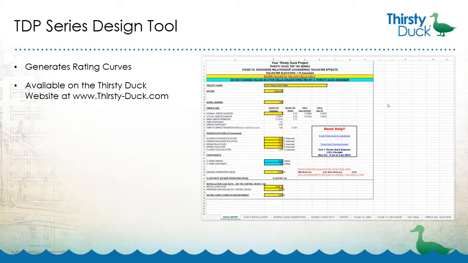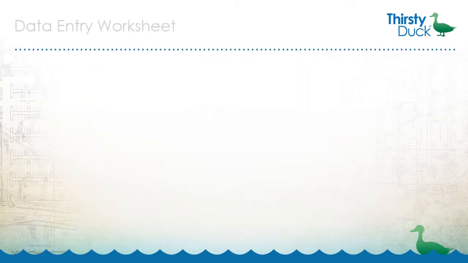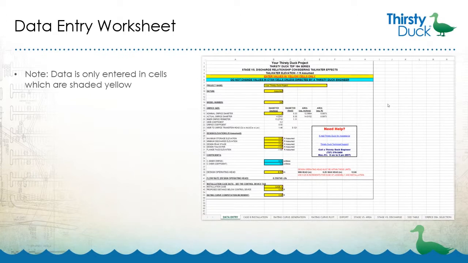The tool can be accessed from the Thirsty Duck website and allows the design engineer to quickly create the unique rating curve associated with each of the Thirsty Duck's available orifice diameters throughout their corresponding ranges of operating head. The tool also includes a series of calculators which are very useful when designing stormwater detention and flow equalization systems. The first worksheet in the design tool is for data entry.